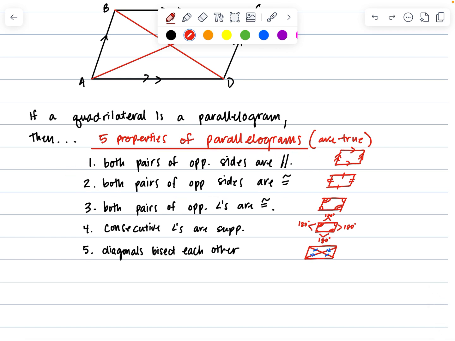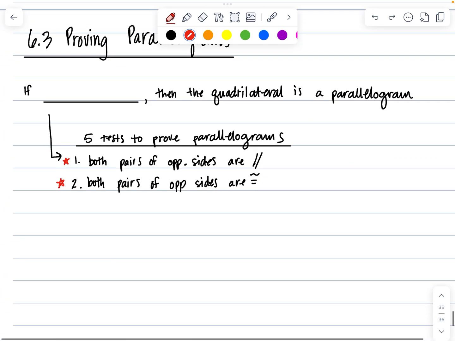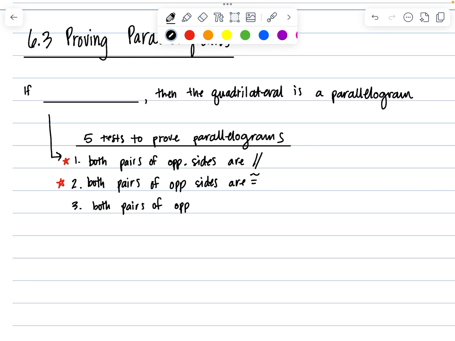Okay? And if you were to guess, yes, this third one is also true. So 3. If both pairs of opposite angles are congruent, then the quadrilateral is a parallelogram. So I'm going to put a star next to this one because it's the exact same. Now, number 4 is not the same. Okay, so I'm going to skip that one for now because I'm going to go into greater detail with that.